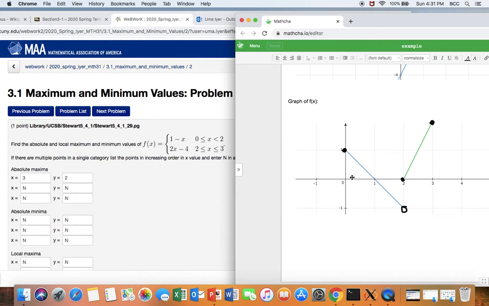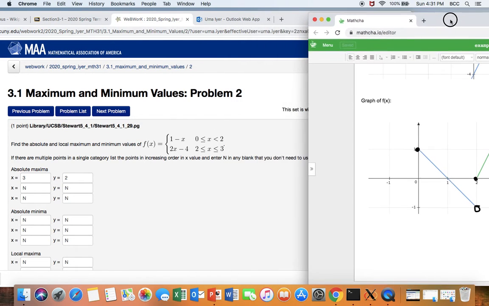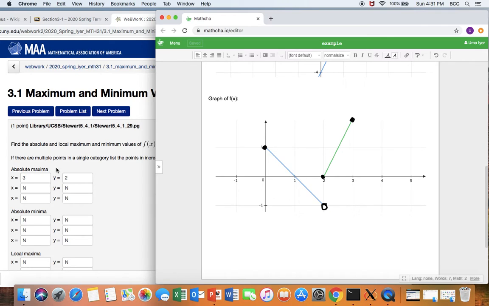All right. Now, looking at this graph, I want to be able to say absolute maximum or absolute minimum. Absolute maximum is over here, 3, 2. Okay. The others are not applicable. So I'm just saying n, n, n, n. Now, absolute minimum. The absolute minimum would have been here, but it is not a point on my graph. It's an open point. So there is no absolute minimum. So they are all n.